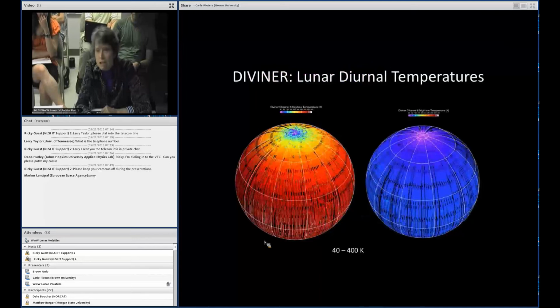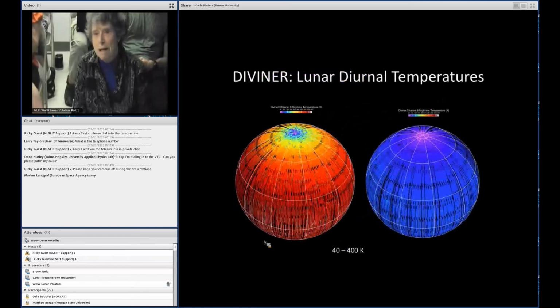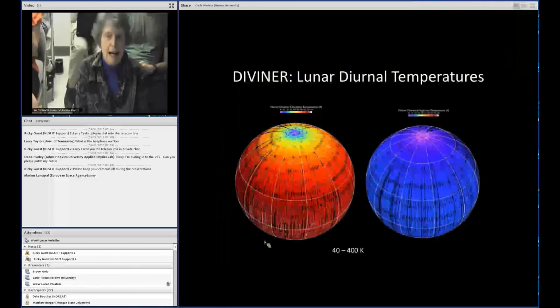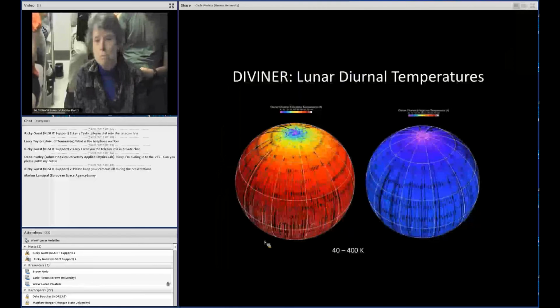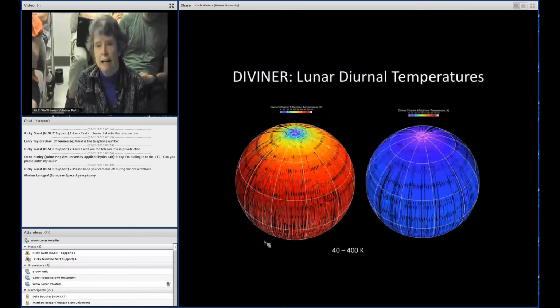Here's my one slide on Diviner, again to remind us that all of these, whether they're the poles or lower latitudes, are set into an environment on the moon that is really extreme. This was one of the early Diviner papers, but it's one that I particularly love because shown in the same figure is the day and the night global moon on the same scale, namely from 40 to 400 Kelvin.